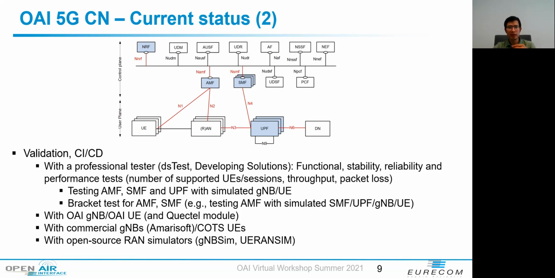And most importantly, we also validated our 5G core with the OAI G-Node B with both the OAI UE and COTS UE. So now OAI can provide an end-to-end 5G standalone solution for both RAN and core segments. And we also validated the OAI 5G core with several commercial G-Node B with COTS UE and with some open source RAN simulator as well.